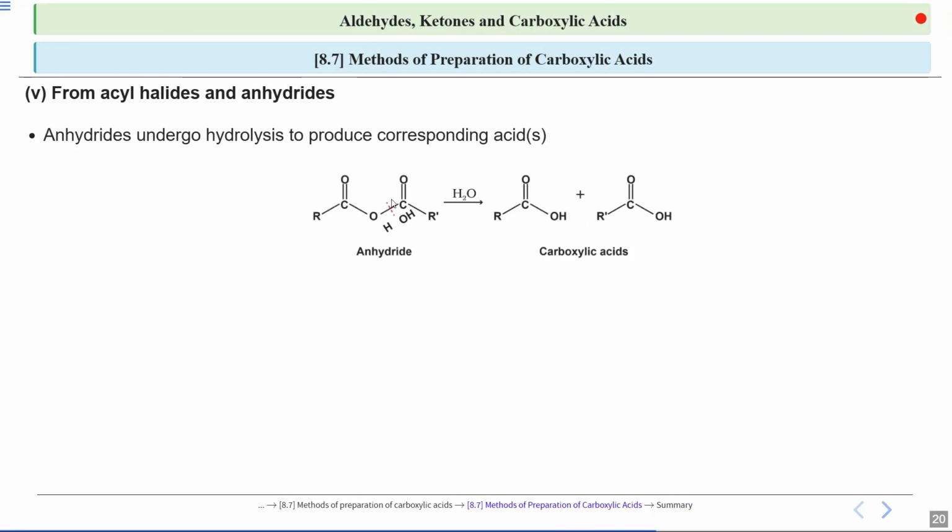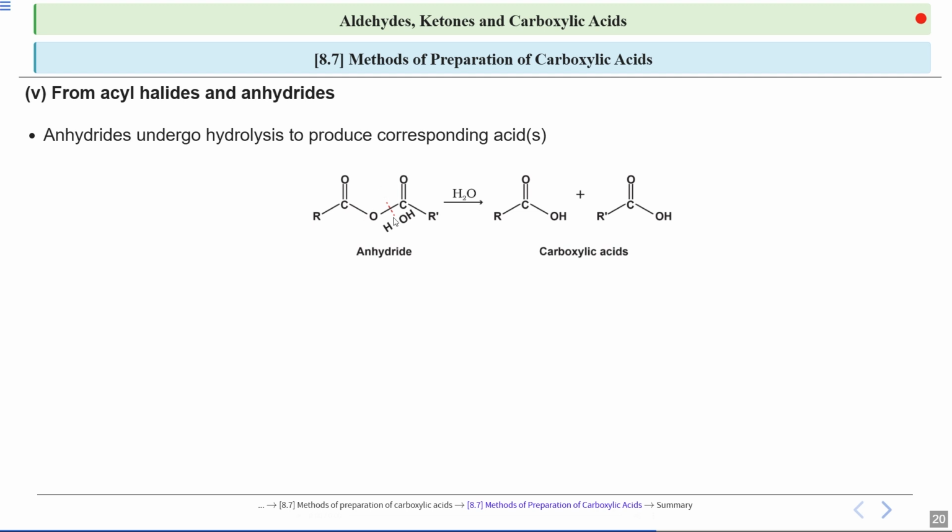Now next we are going to see anhydrides. Okay, we saw acyl halides, now we will see anhydrides. Anhydrides undergo hydrolysis to produce the corresponding carboxylic acid. This reaction demonstrates how water can break down an anhydride into two acid molecules.